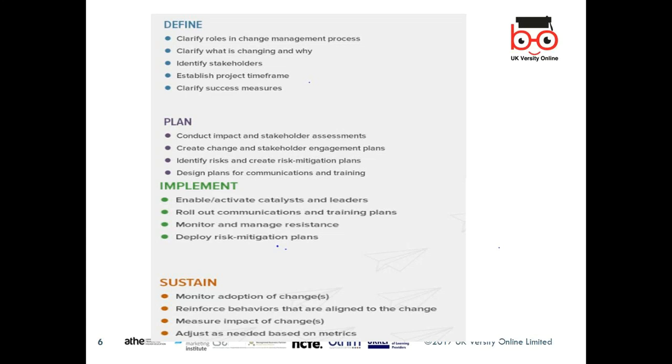Design a plan for communication: how we can communicate with the various stakeholders, and what channel of communication we will use. Then implement, enable, and activate the leaders. We need to look at how we can enable them, roll out the communication and training plan, and monitor and manage those people who are against the change, the resistance. We deploy the risk mitigation plan and then sustain: monitor adoption of change and reinforce behaviors that are aligned to the change.